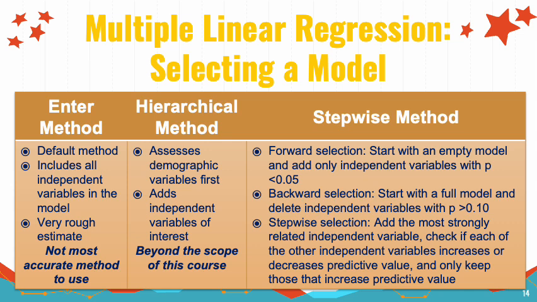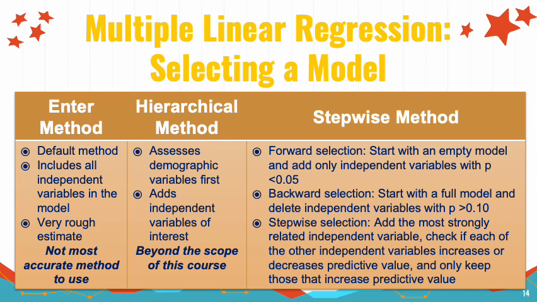With forward selection, we begin with an empty model and add independent variables based on those that are most significant, or those that have the smallest p-values, provided the p-values are less than 0.05. With backward selection, we start with all of the independent variables in the model and remove those that have the least predictive value, provided their p-values are greater than 0.10.